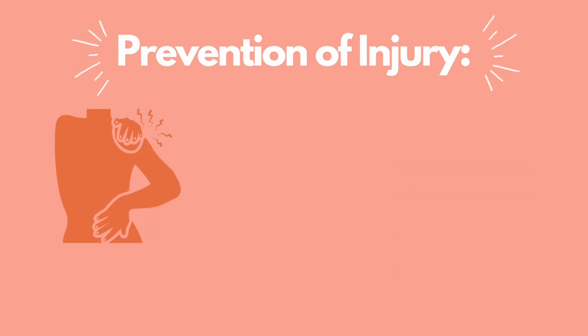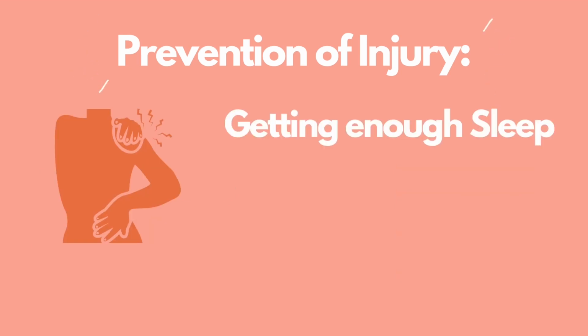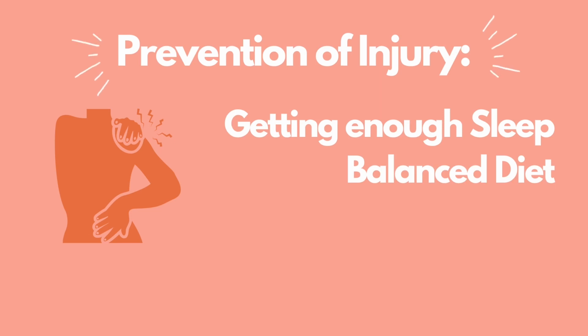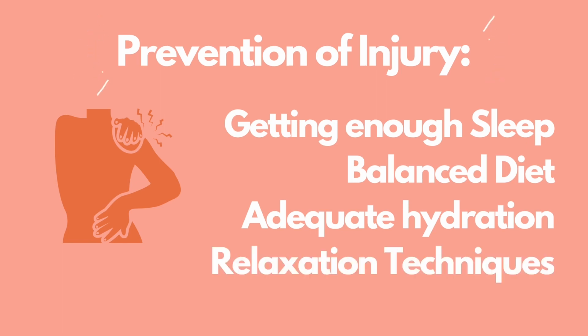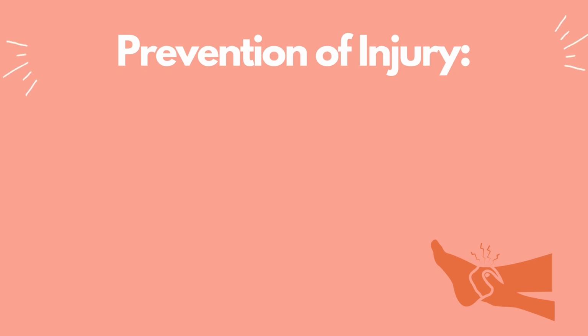Then when we look at lifestyle choices, things like making sure that you're getting enough sleep is going to prevent injuries, making sure that you've got a balanced diet and are well hydrated so that your body can function at its best, and then making sure that you are practicing relaxation techniques so that your body is not under too much stress and tension.